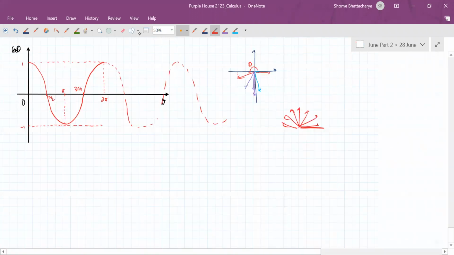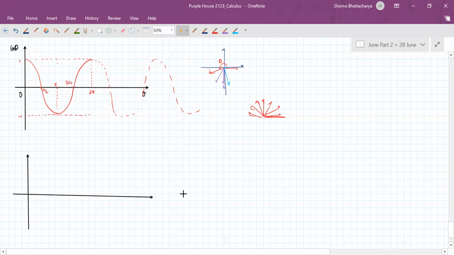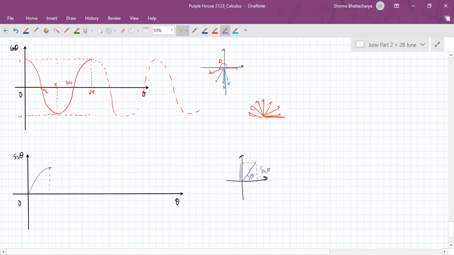Now similarly, when we visualize the sine theta graph, we have to look at the y component. Instead of the x component, we are looking at the y component. So this is our theta. Then this line here is our sine theta. As theta starts from 0, sine theta starts from 0. It goes from 0 to 1 as you reach 90 degrees. Then it drops from 1 to 0 as you again come to 180 degrees.